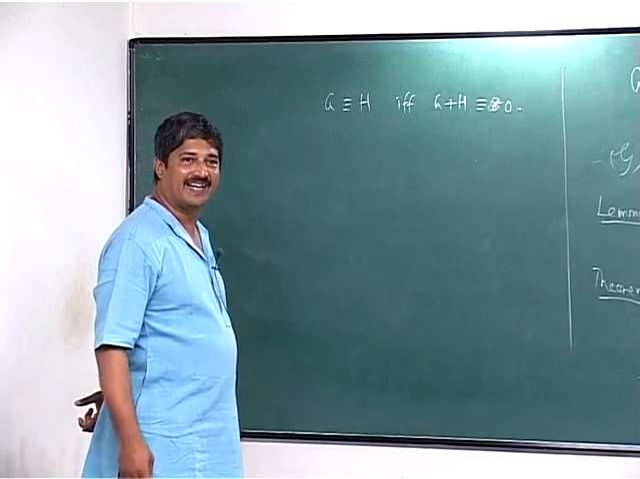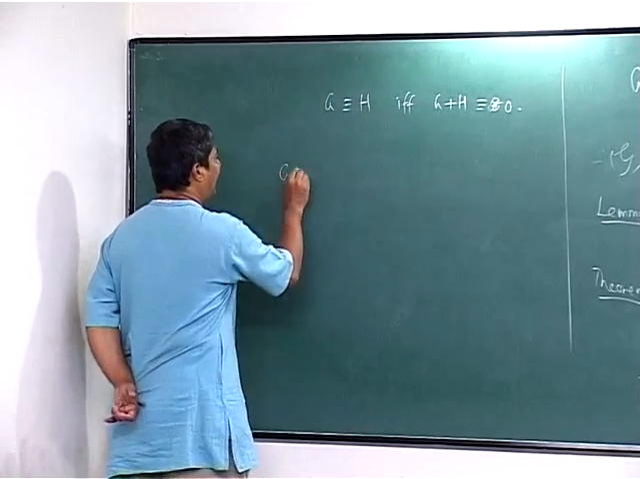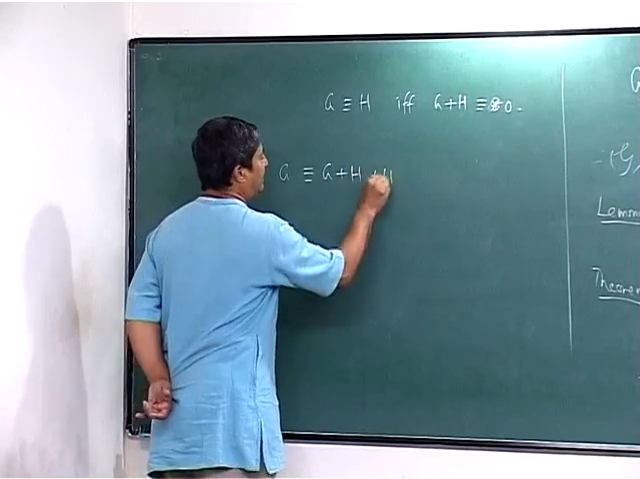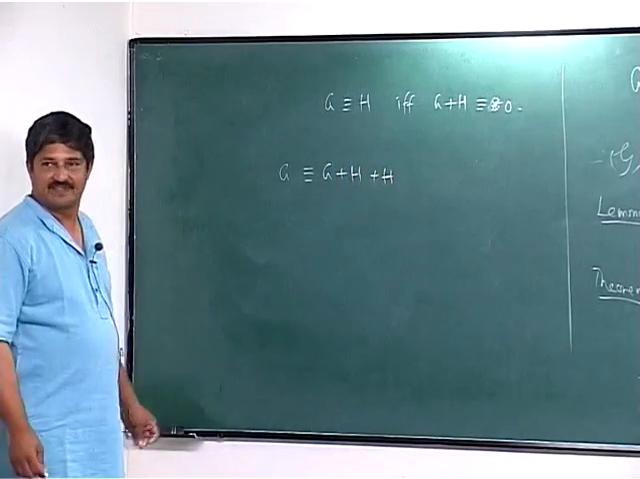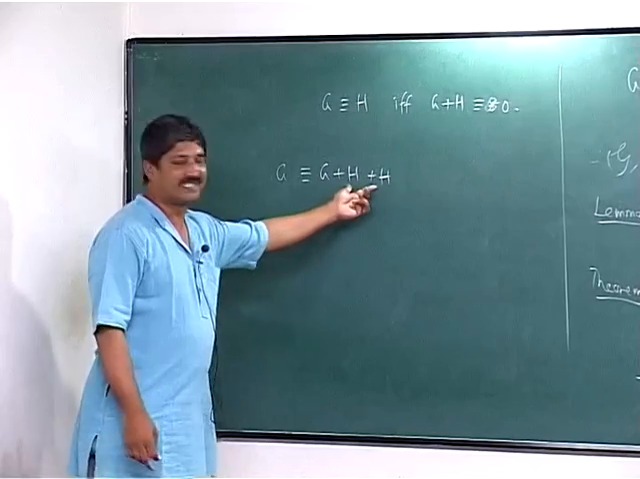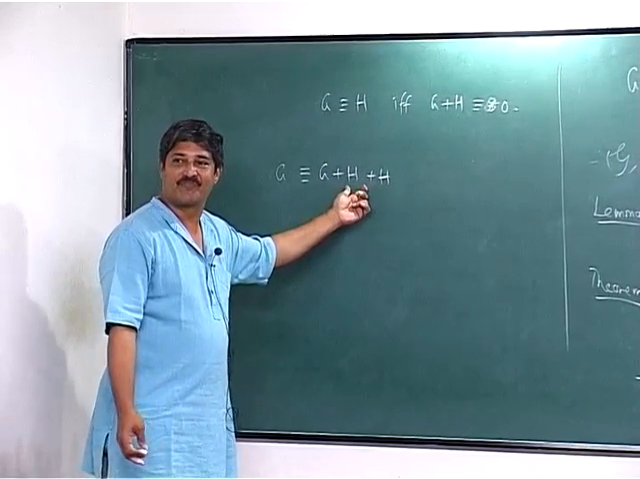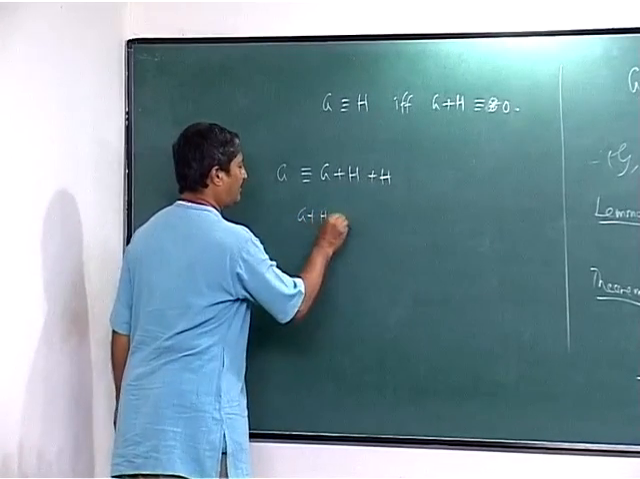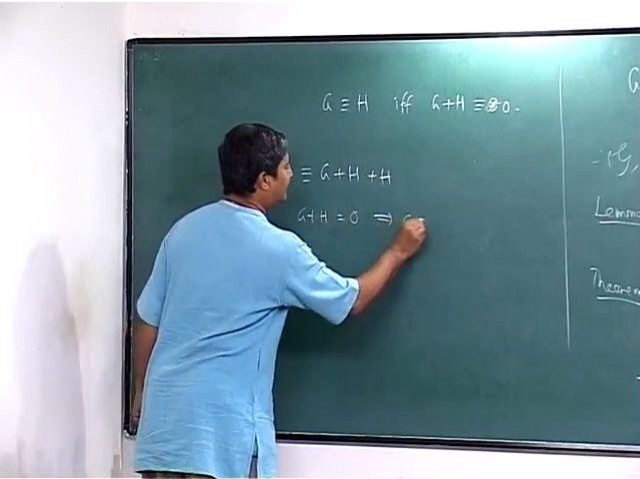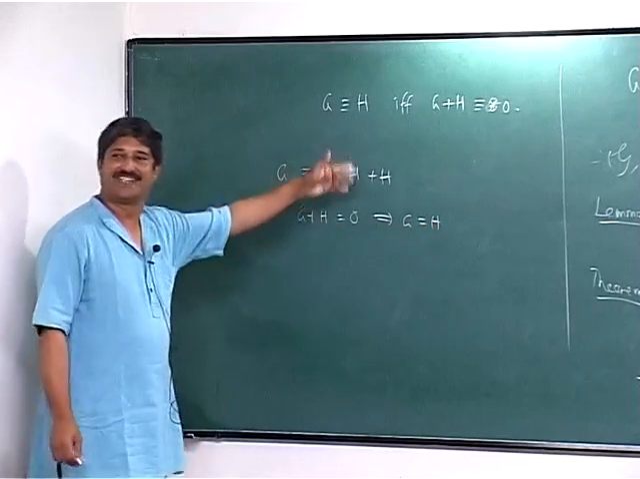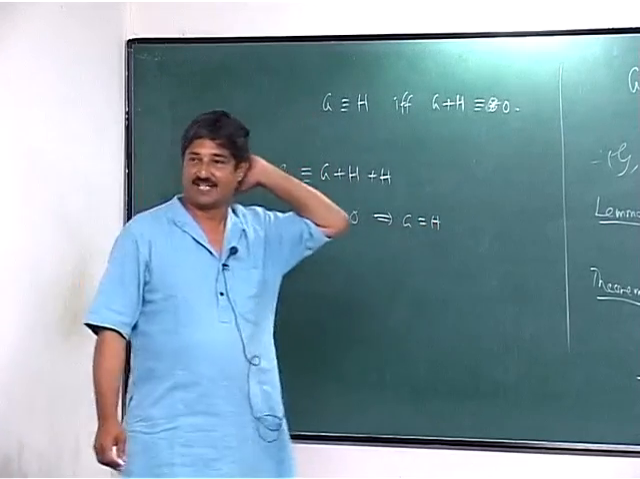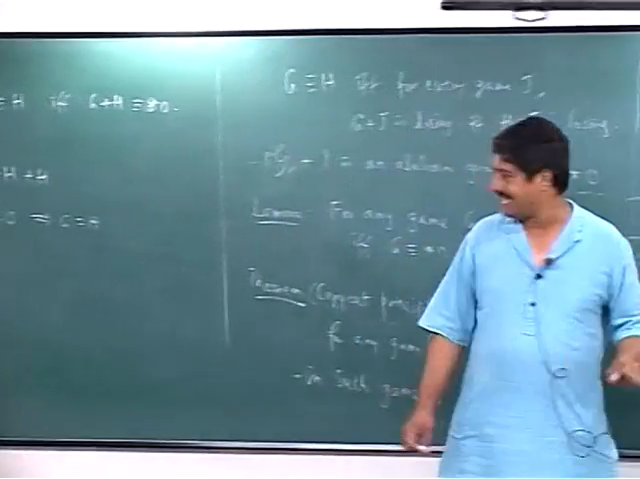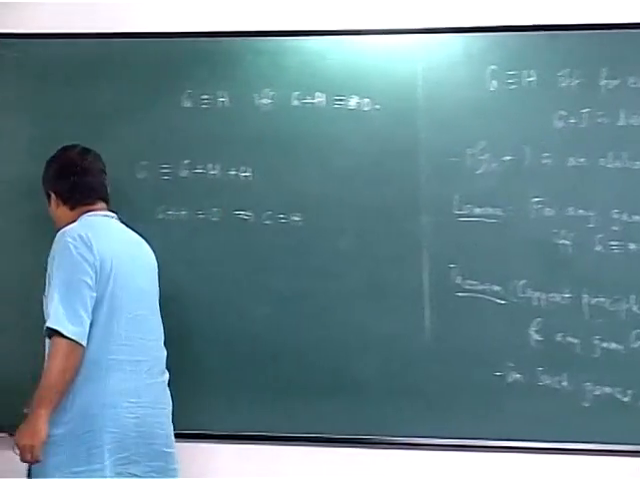Do you see why? In general, I can write G as G plus H plus H, right? Because H plus H is 0. Now, if G plus H is 0, this implies that G is equal to H, in one direction. Similarly, you can do the manipulation in the other to check. So what is this saying? This is saying something extremely interesting. It says that it's equivalent to a losing game.